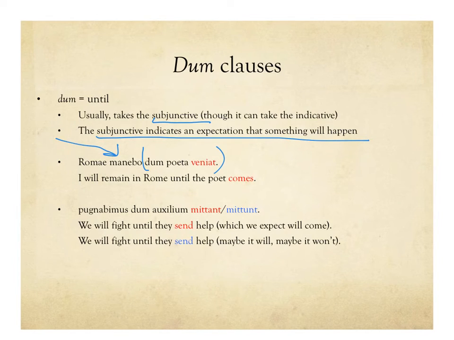So pugnabimus dum auxilium mittat or mittunt, right? We will fight until they send help, right? Which we expect will come. That's why we use the subjunctive here, right? Or I could say, pugnabimus dum auxilium mittunt. We will fight until they send help, but boy, maybe that help will come and maybe it won't. I have no expectation that it will come, but we will fight nevertheless. Okay?